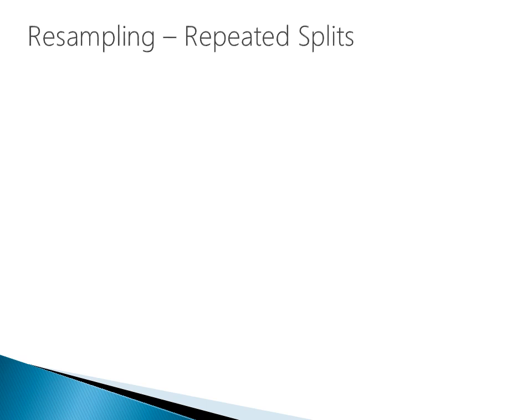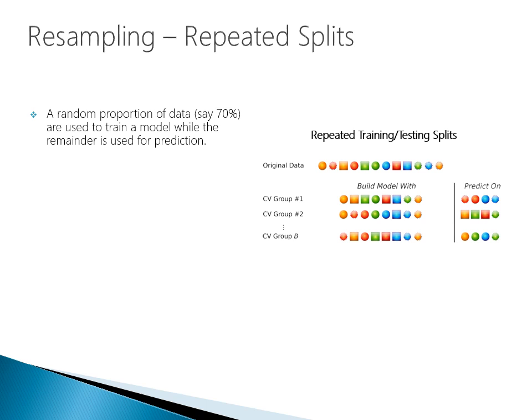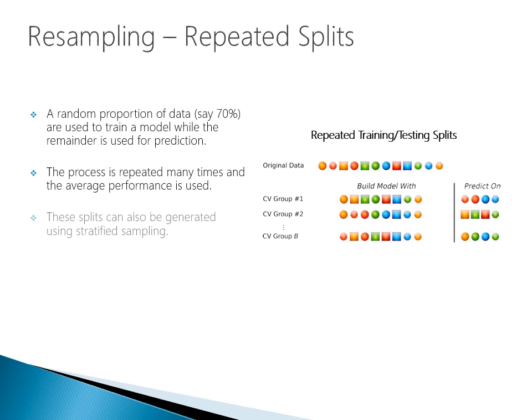Another technique is called repeated splits. In this case, we're going to take a random portion of our data, say 60 or 70%, and we use it to train a model while the remainder is used for prediction. This process is repeated many times, and then we take an average of the overall performance.